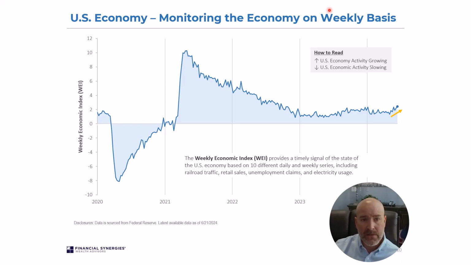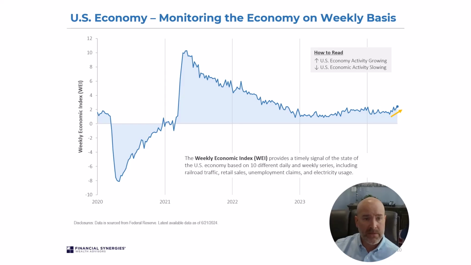And so the WEI uses 10 daily and weekly data points like railroad traffic, retail sales, unemployment claims, tax withholdings, and electricity usage. And they use this to estimate real-time economic activity. So a positive reading indicates the economy is growing, with a higher reading signaling stronger activity, and contrast that with a negative reading signaling that activity is actually slowing. And so the chart shows the economic slowdown in early 2020, followed by a rapid reacceleration in the second half of 2020 and early 2021 as the economy reopened, and we can see that here. And economic activity normalized as the pandemic faded, but remained positive as the Fed raised interest rates.